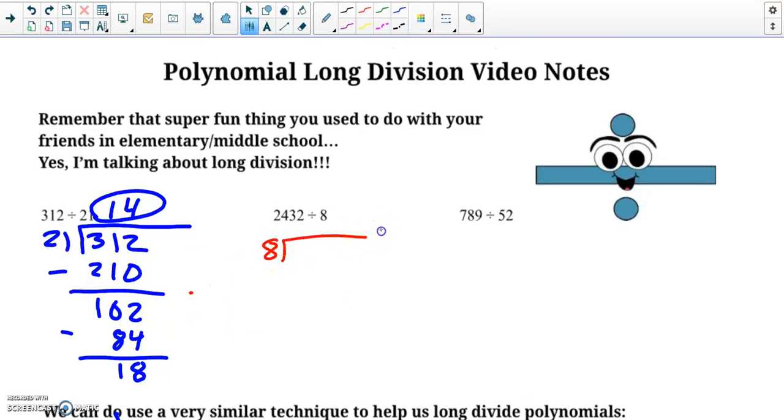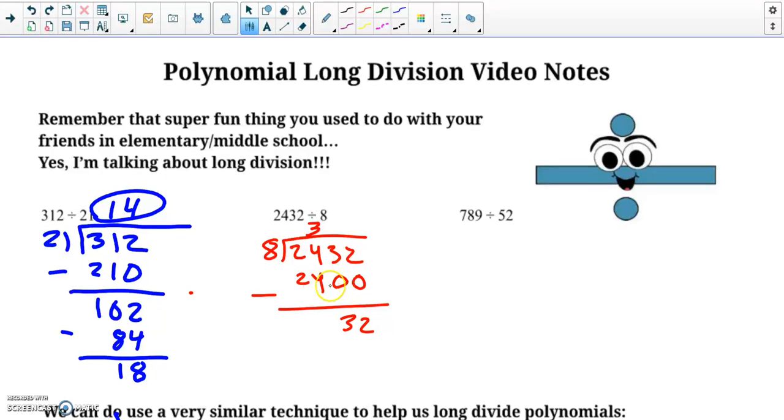Okay, so how many times does 8 go into 2,432? How many times does it go into 2? 0. How many times does it go into 24? 3 times. 8 times 3 is 24. Subtract. We'd get 32.